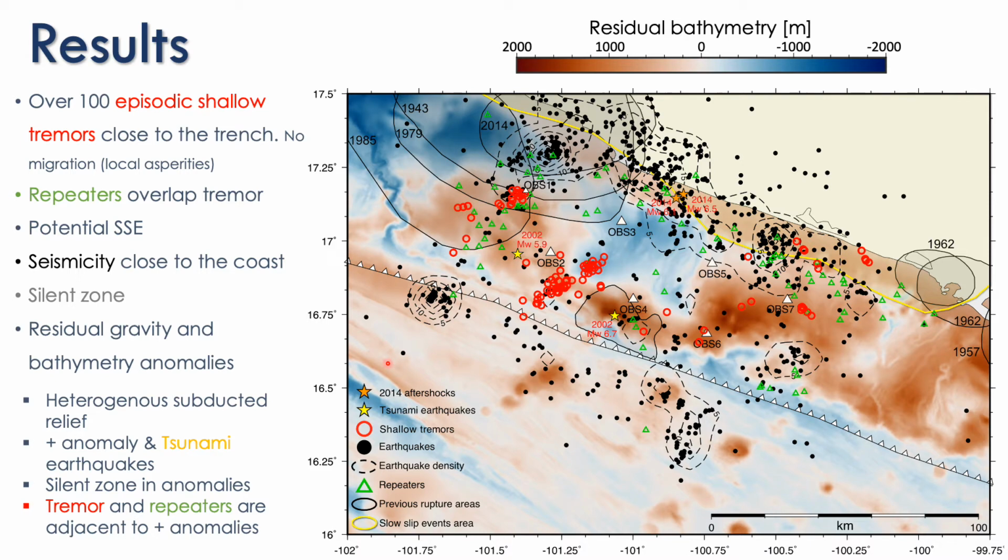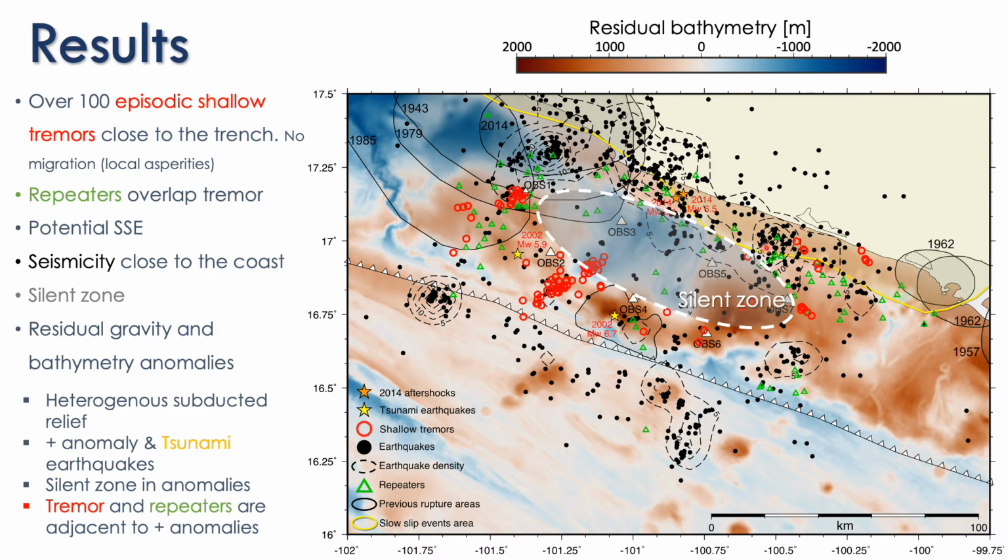We detected episodic tremors mostly located at short distances from the trench. Detected seismicity lies close to the coast. There is a clear separation between shallow tremors and earthquakes, with a region devoid of seismic activity between them, which we refer to as the silent zone, most probably an unlocked and freely sliding region. Also, repeaters coincide with earthquakes and with shallow tremors, indicating seismic slip in these areas.